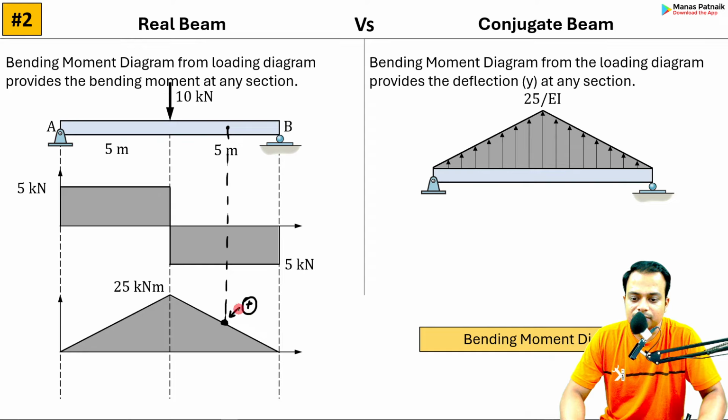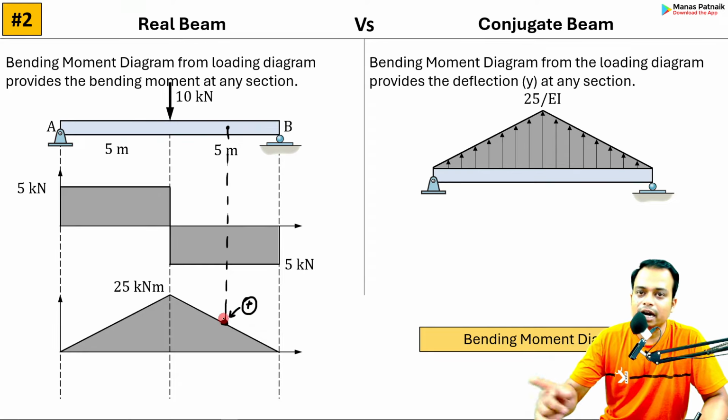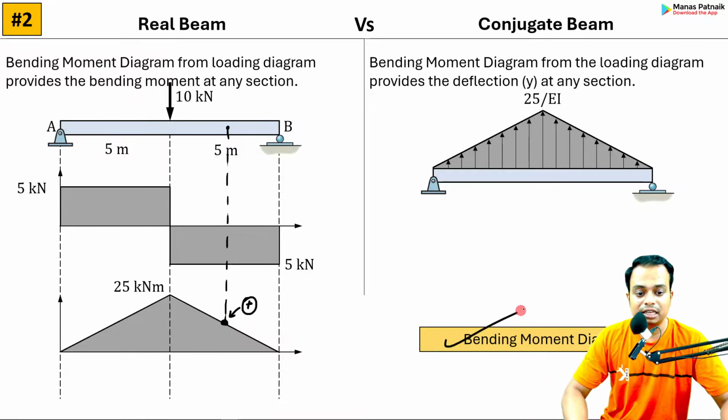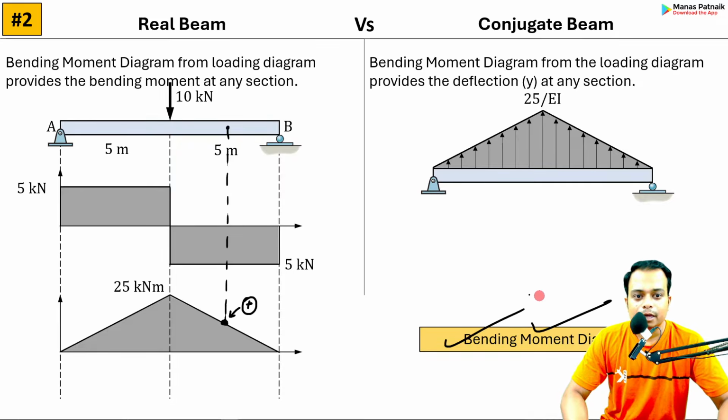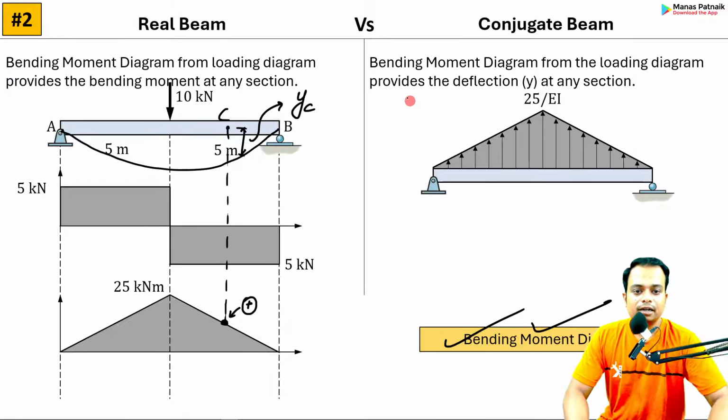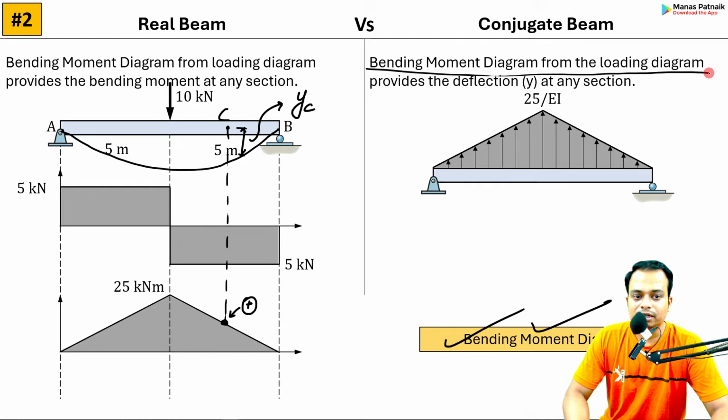It is a positive value, right? Real beam, you are calculating the bending moment, you get the bending moment. But for a conjugate beam, when you make the bending moment diagram, and let's say you've got the bending moment value at this very point, this actually gives you the value of deflection. Let's say this is point C, so this has become your deflection, right? Bending moment diagram from the loading diagram provides the deflection y at any section.